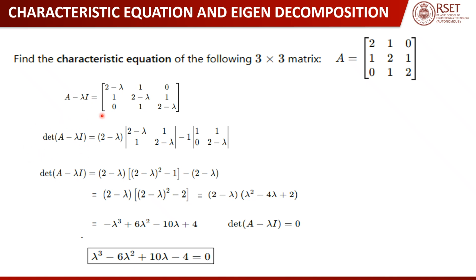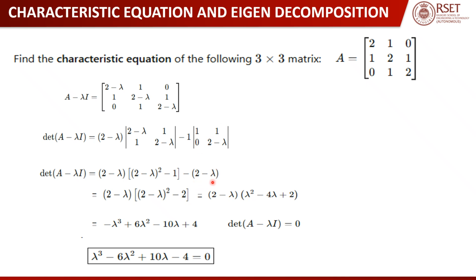And then finding the determinant of this particular 3 by 3 matrix, it would be 2 minus lambda into determinant of this particular matrix minus 1 into, and we will be deleting, since this is 1, we'll be deleting the first row and the second column, and then we'll take the determinant of the remaining matrix, which will be having the first column as 1 0 and second column as 1 2 minus lambda, and we'll be having this particular thing as its determinant, and then we'll be finding the determinant of this particular 2 by 2 matrix, which is 2 minus lambda into 2 minus lambda minus 1, and here it is minus 1 into 2 minus lambda minus 0.